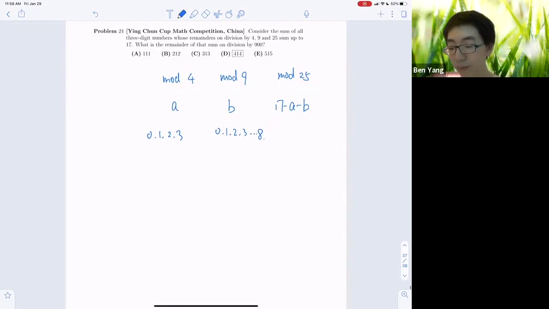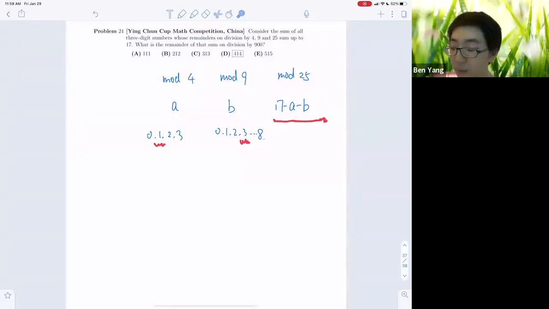Okay, so it seems that we have 36 numbers that satisfy our condition. So we can just pick a number here for A, pick a number here for B. Then we also have 17 minus A minus B. Okay, so with those 3 remainders, do we have a 3-digit number that corresponds to those 3 remainders?